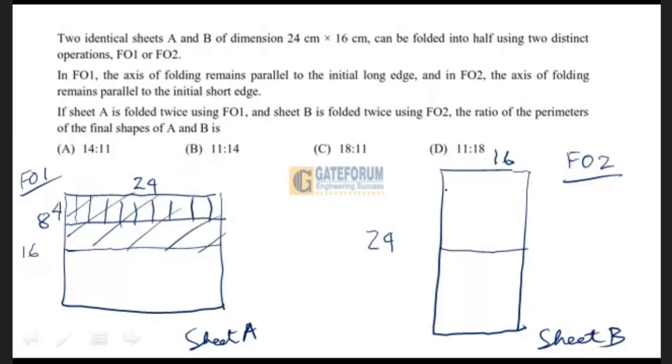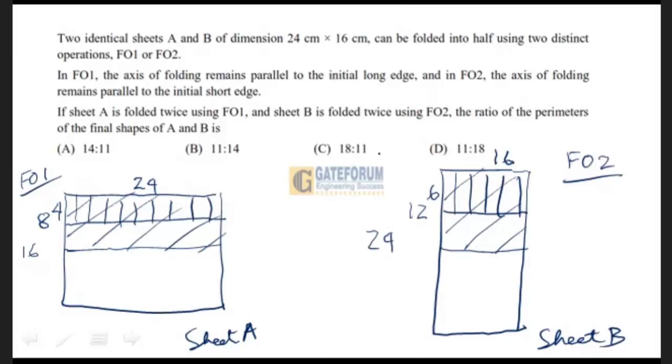Now this one, see, this is the original sheet. This is fold 1. And on folding it, the sheet becomes this. And this becomes 12. Whereas this remains 16. In the previous one, this remained 24. And then you have to fold twice. So you fold along this. So this sheet becomes now this. And this is 6. So what have they asked?